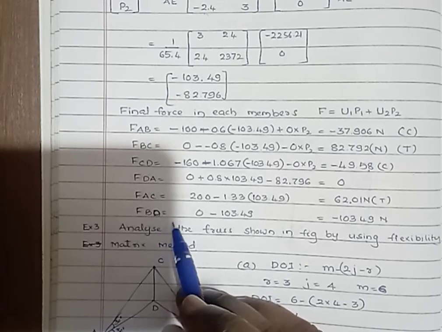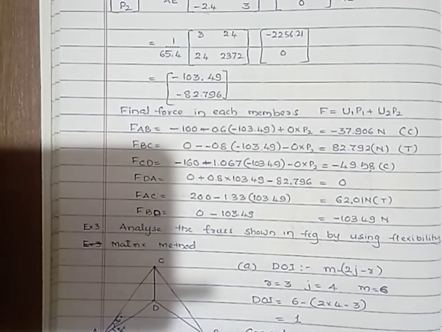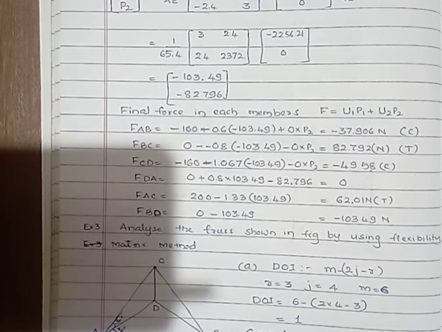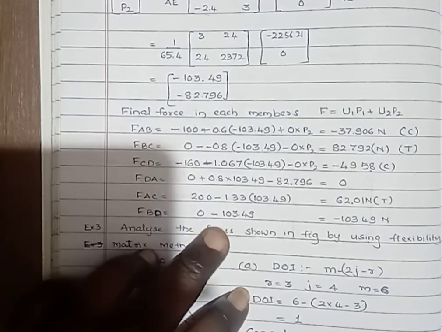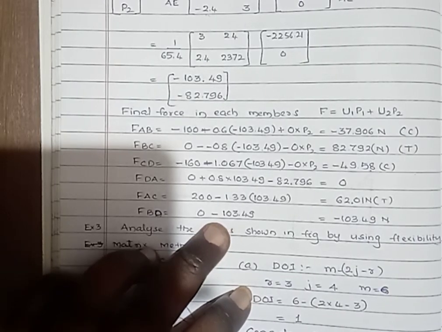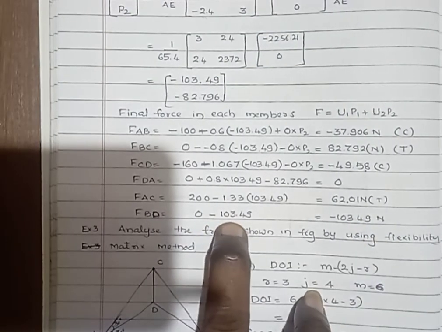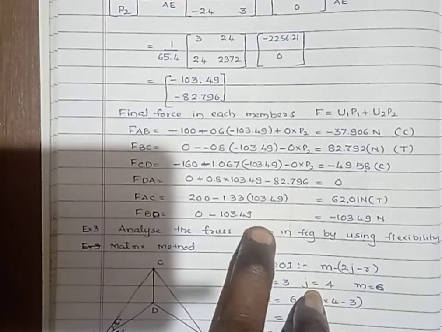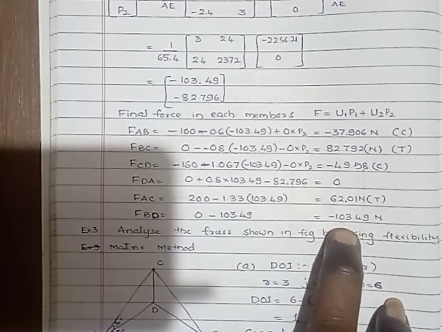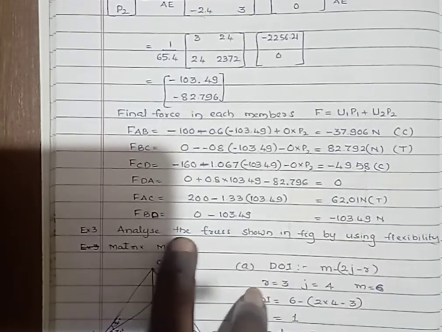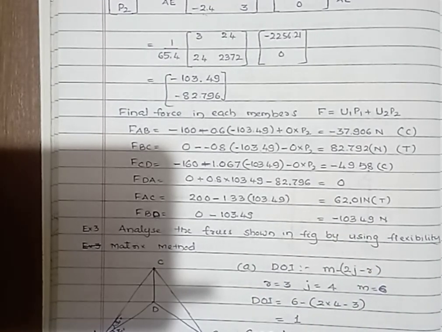Then the force in the member BD, that is one of the redundants: due to the force applied along redundant 2 along the diagonal BD, that is minus 1 into 103.49, that is minus 103.49 Newton is the force. We will continue in the next video.